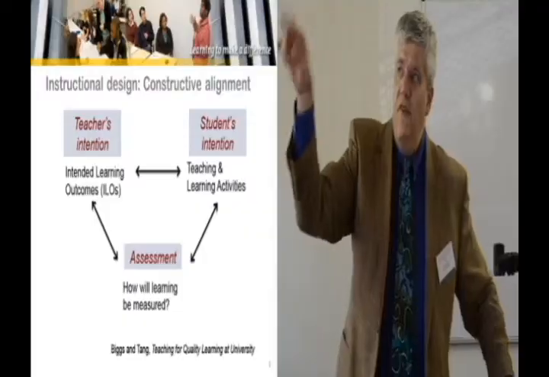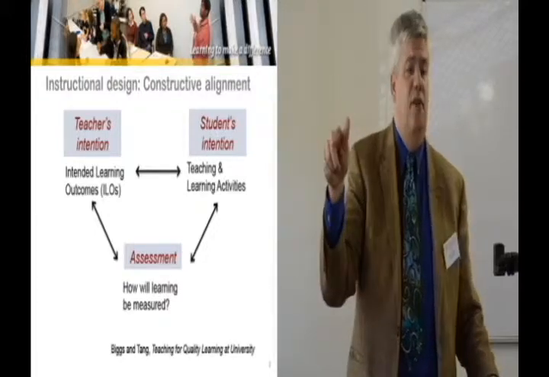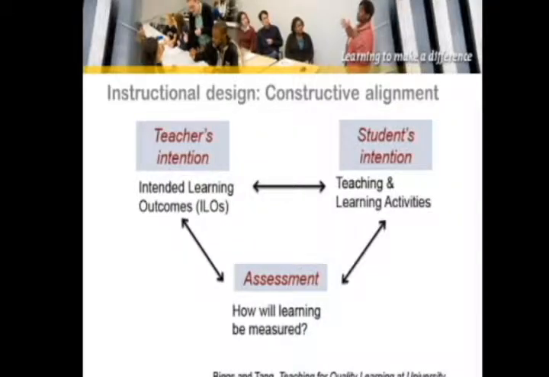So that's one approach, and Wiggins and McTighe are well known for this understanding by design, which talks about that approach. The other is by Biggs and Tang, and it's teaching for quality learning at university. And this one focuses on three things, and the idea is that the three need to be aligned with one another. So one is the teacher's intention, which from your perspective is the most important thing. This is what you are trying to accomplish, the outcomes that you seek.